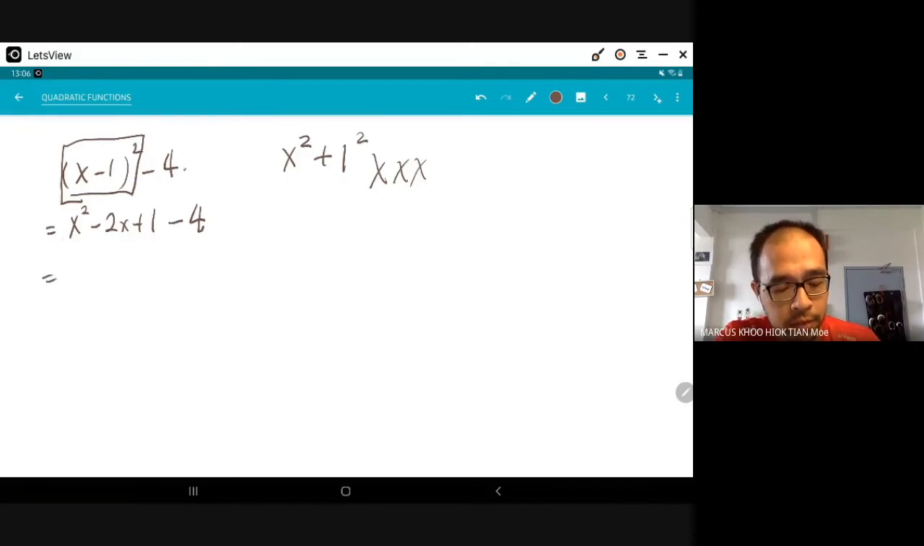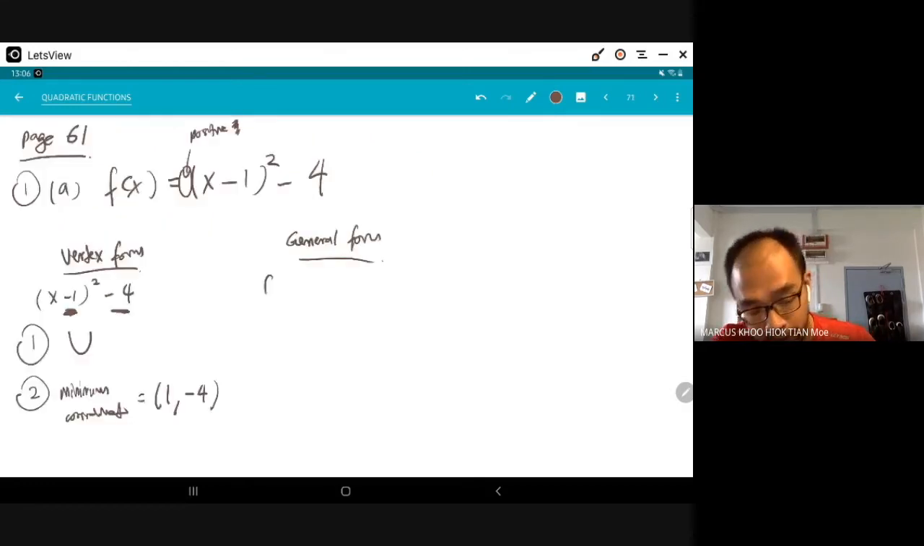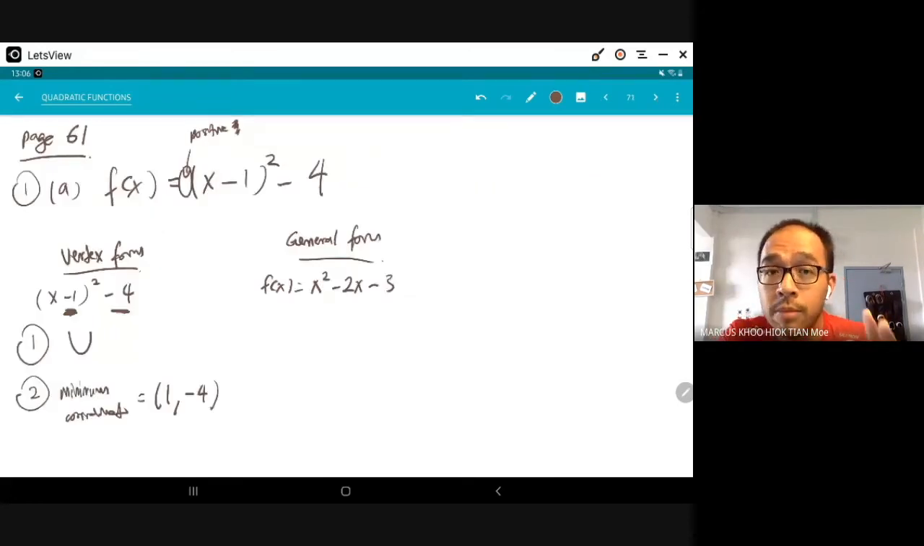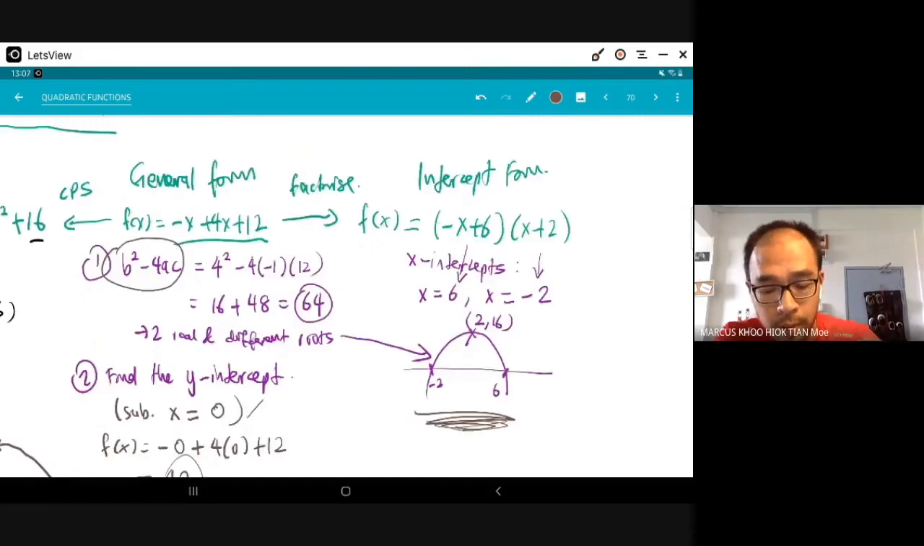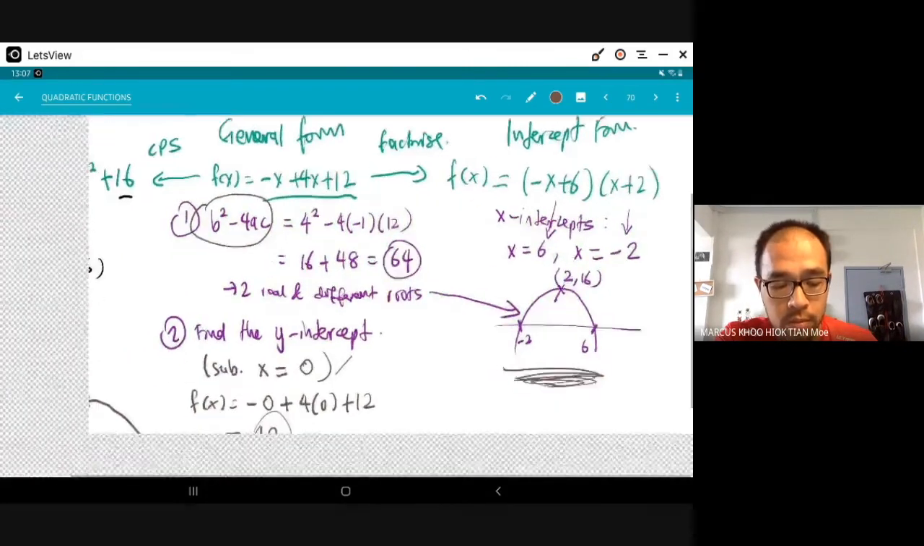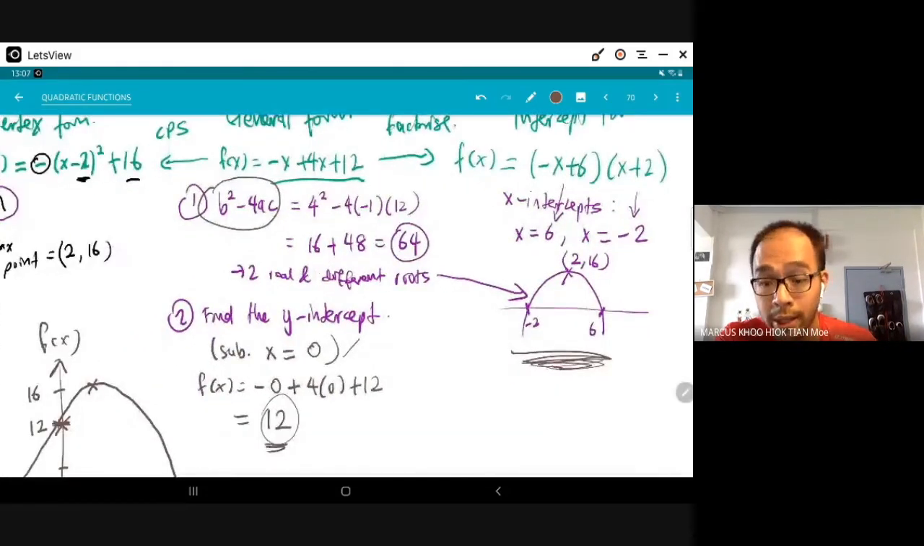Okay, let's simplify this. This will be x squared minus 2x, 1 minus 4 is minus 3. So general form done. So f(x) equals x squared minus 2x minus 3. Okay, minus 3. So general form will give us two pieces of information, which is number one, b squared minus 4ac, and secondly, the y-intercept. Okay, remember this. General form will give us b squared minus 4ac and y-intercept.